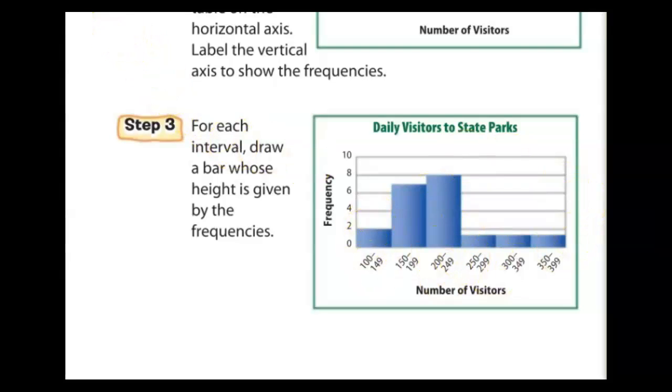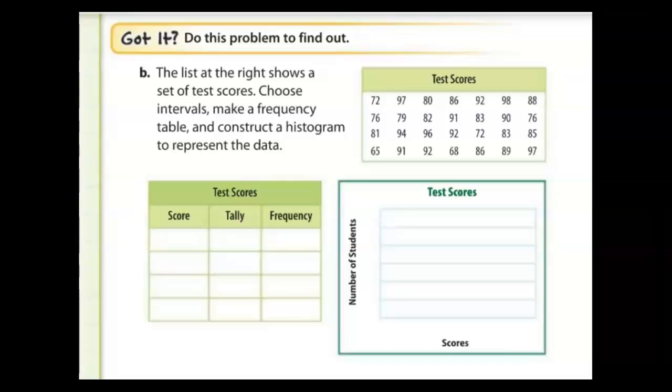Let's go ahead and try to make one together. Okay. So the list on the right shows test scores. We're going to choose intervals and make a frequency table and construct a histogram to represent that data. So the first thing I'm going to do is I'm going to ask you to look for the very smallest number.